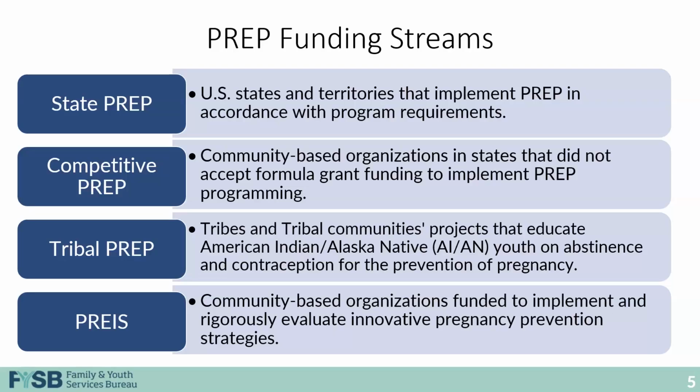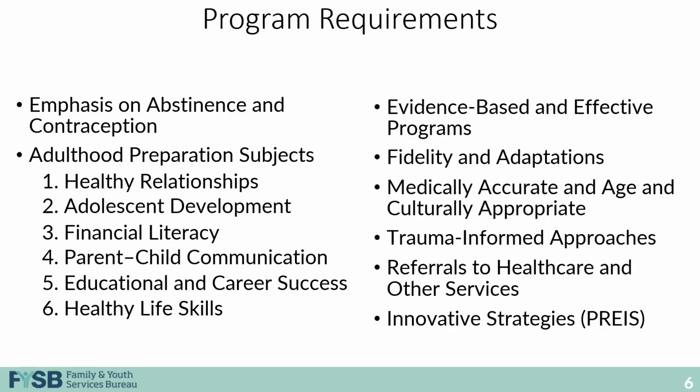The PREP programs include state, tribal, and community efforts to prevent teen pregnancy and the spread of sexually transmitted infections. The four funding streams are state PREP, competitive PREP, tribal PREP, and PREP innovative strategies, also known as PREIS. PREP programs must include activities to educate youth on both abstinence and contraception, and must place substantial emphasis on both abstinence and contraception for the prevention of pregnancy and STIs, including HIV/AIDS among youth.